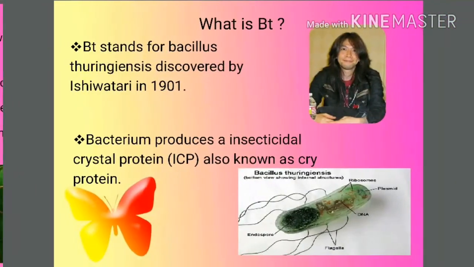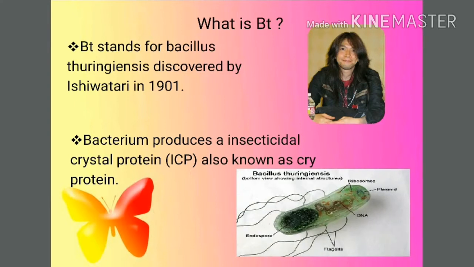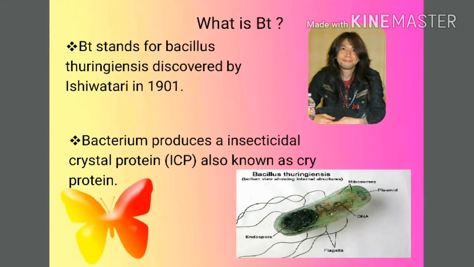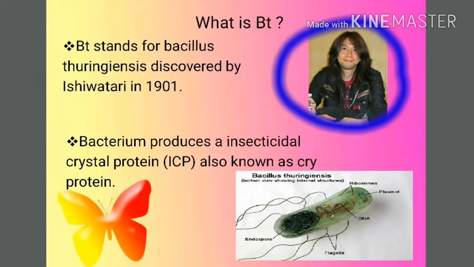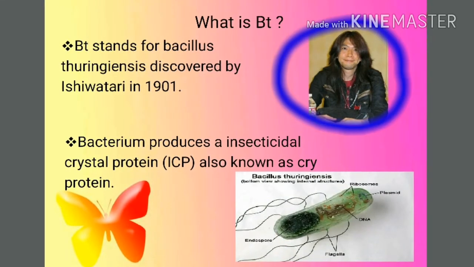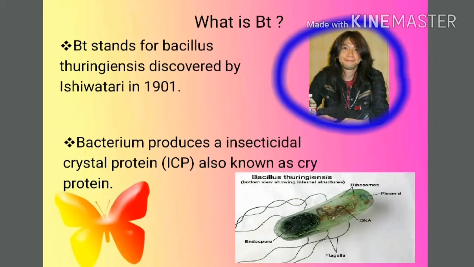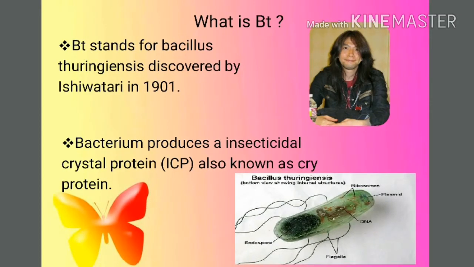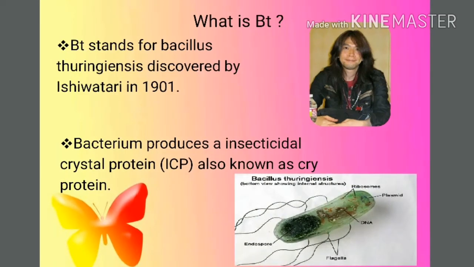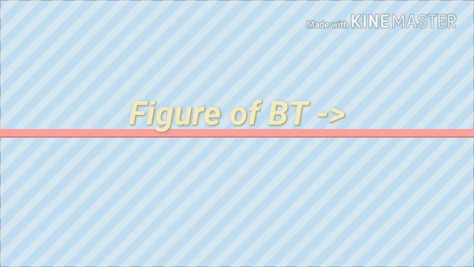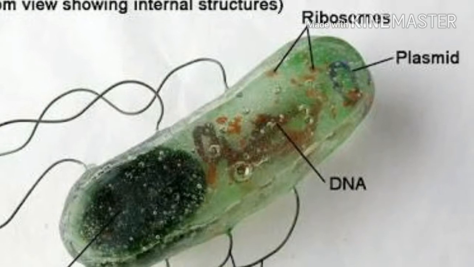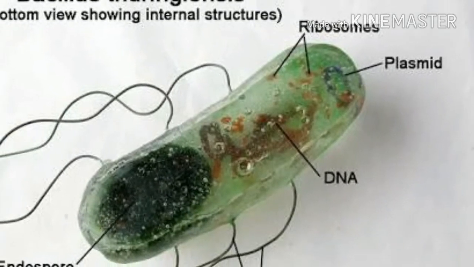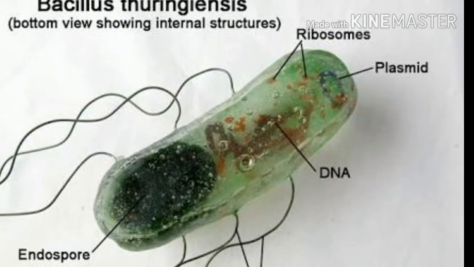Then we should know something about the BT. Generally, BT stands for Bacillus thuringiensis, which was discovered by Italian scientist Ishiwata in 1901. This bacterium produces an insecticidal crystal protein, which is known as Cry protein. This is the whole figure of a Bacillus thuringiensis, which carries a ribosome, plasmid, DNA, and also contains an endospore.